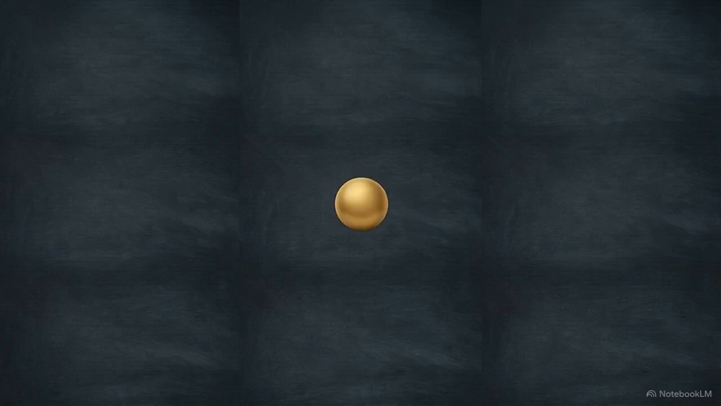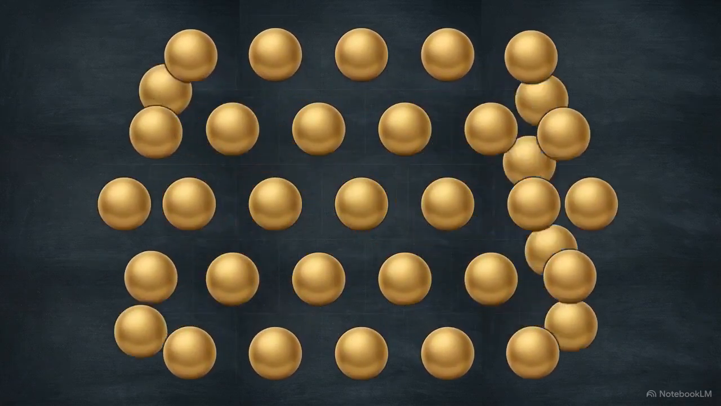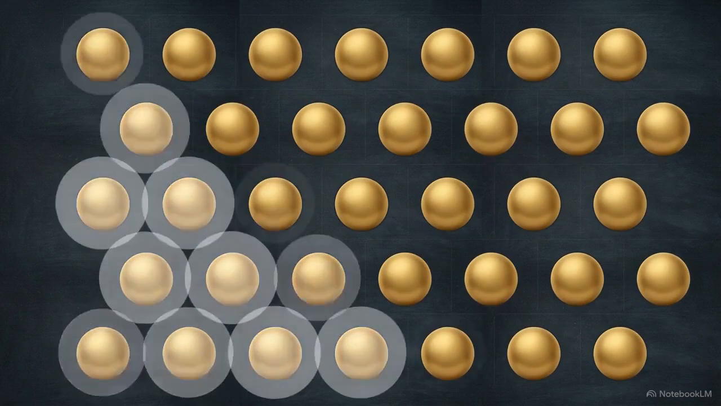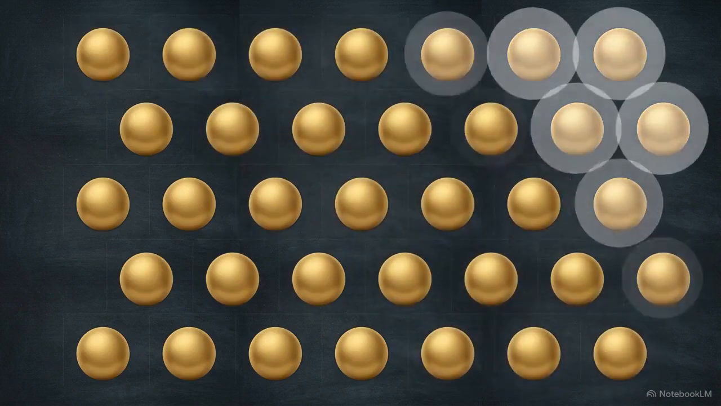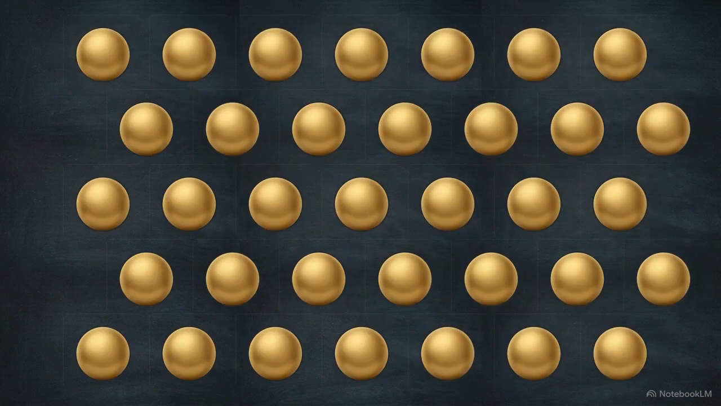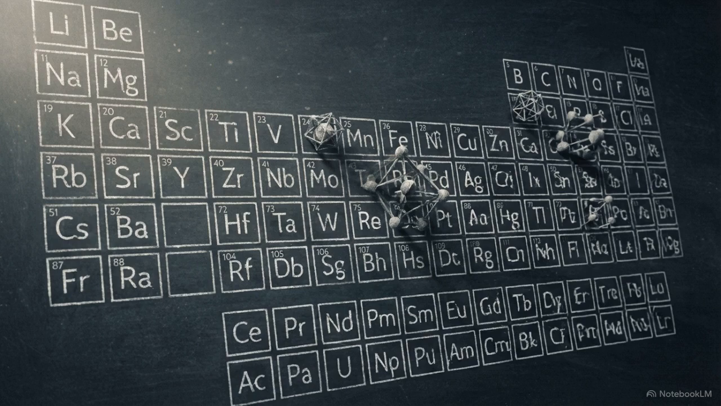This diagram shows what happens when you group identical atoms together. When you have a pure, uniform substance made of only one specific type of atom, you have an element. We keep track of these building blocks on the periodic table. It serves as the universe's inventory list of every element we have ever discovered.